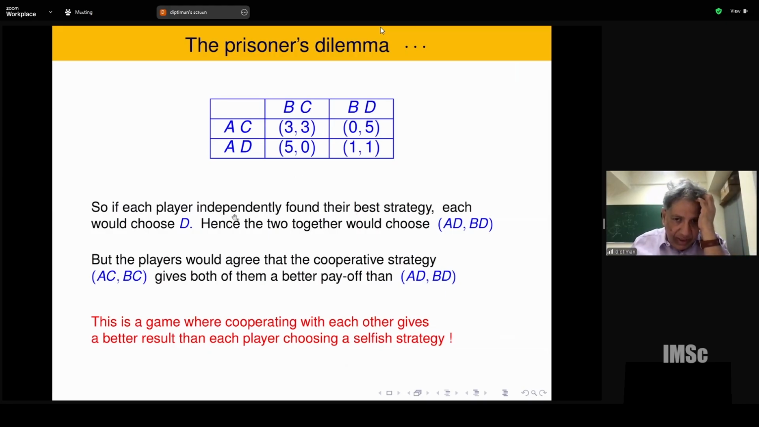On the other hand, if they agreed that the cooperative strategy is the best, then if they knew the payoff table in the beginning, they would agree that the cooperative strategy is best for both of them simultaneously, 3-3. So this is an example of a game where cooperating with each other gives a better result than each of them choosing a selfish strategy where you don't care about what the other person is doing.